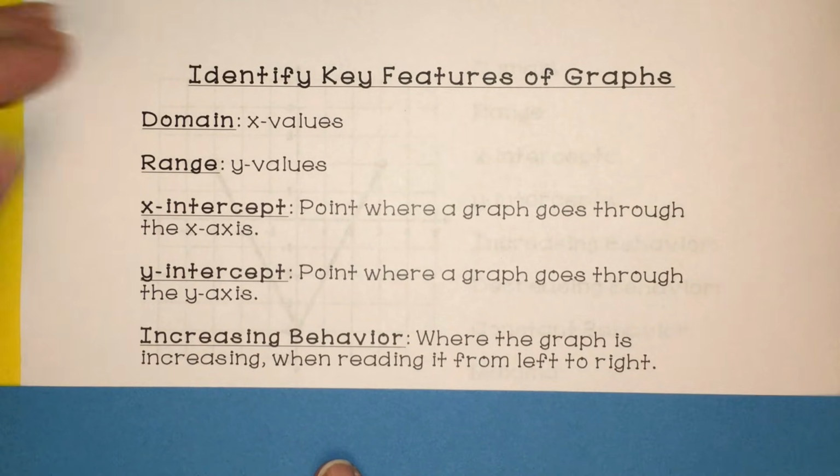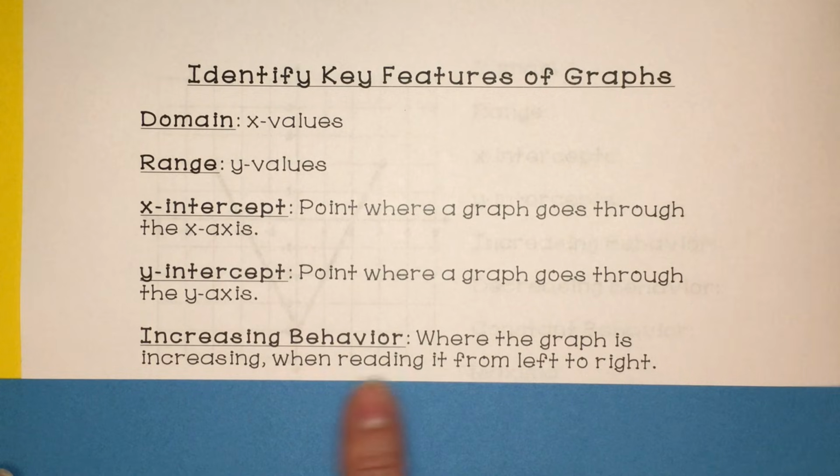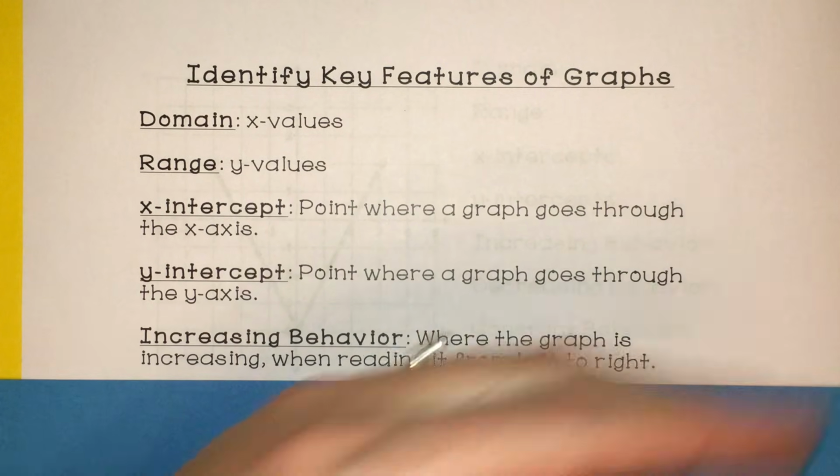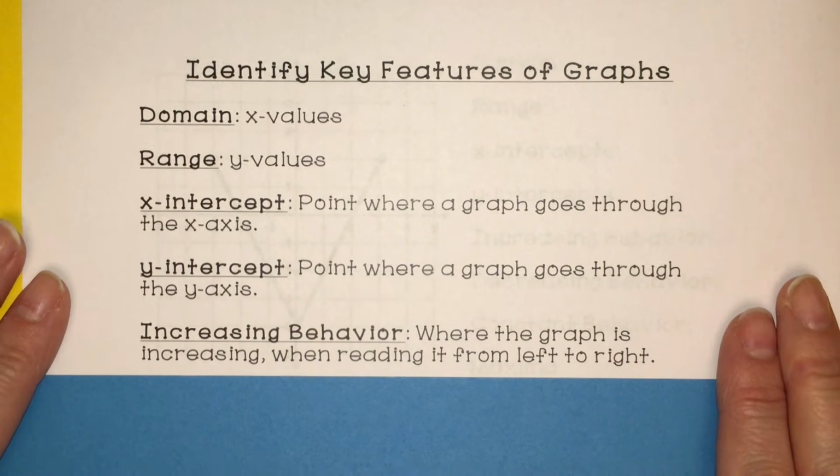Increasing behavior, where the graph is increasing, so going up, when you're reading it from left to right. So just like you read a book from left to right, when you're reading your graph, you're going to also look at it moving left to right. So anywhere your graph is going up, going left to right would be increasing behavior.